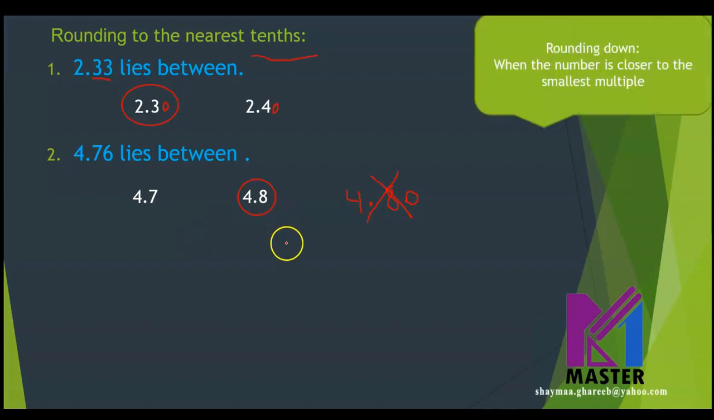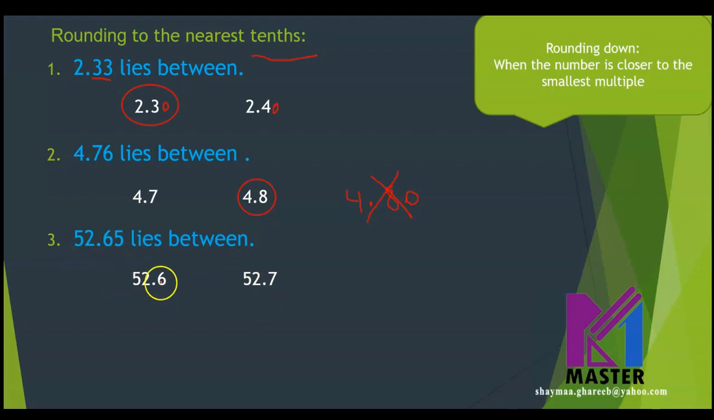So when we round down, that means the number is closer to the smallest number. Look at this example. 52.65 also lies between 52.6 and 52.7. Is it closer to the 6? Is it closer to the 7? No, it's exactly in the middle.